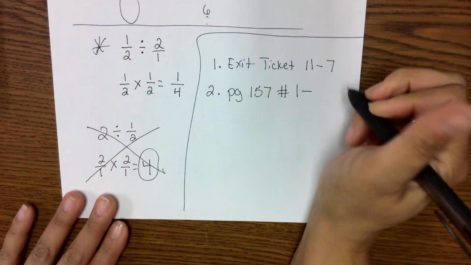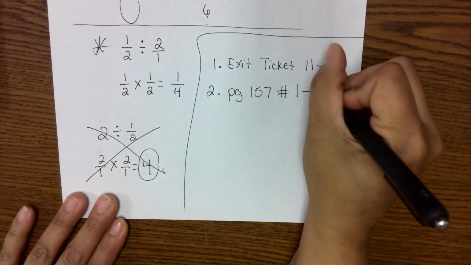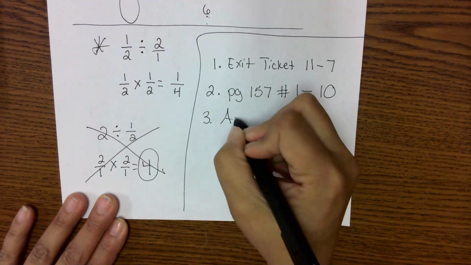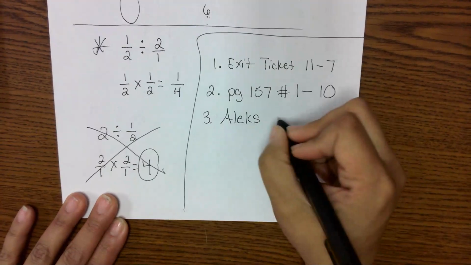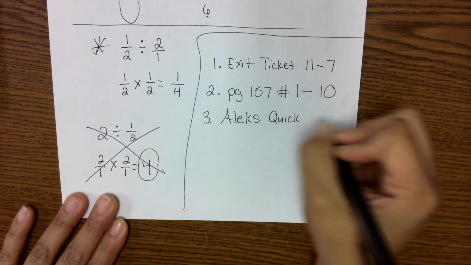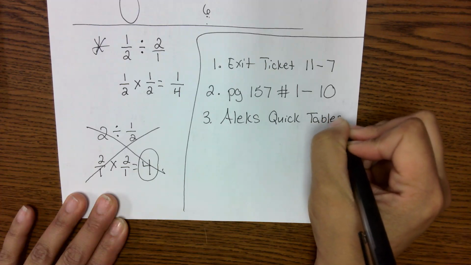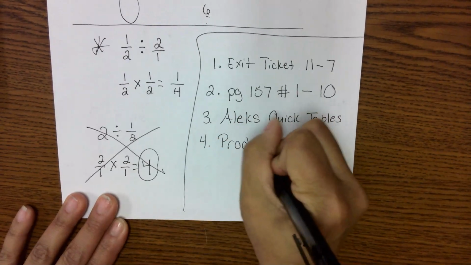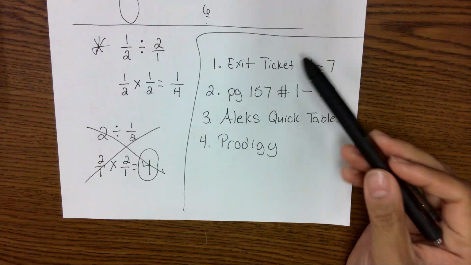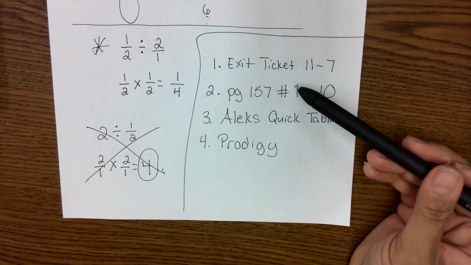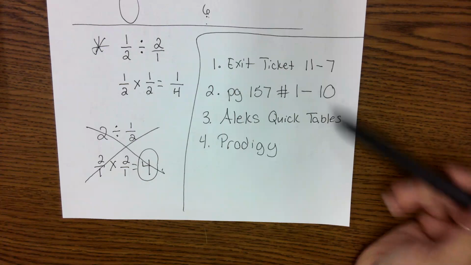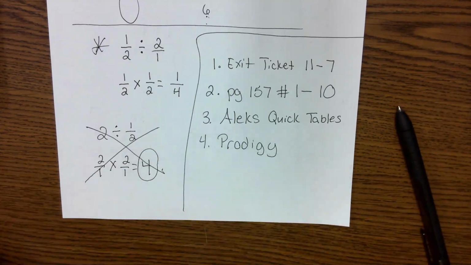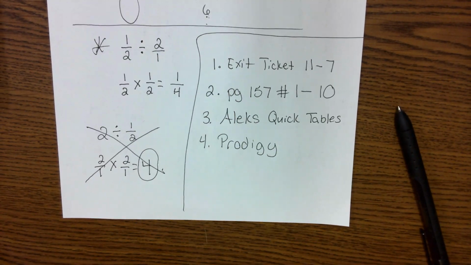You already did 1, so everybody should have 1 right. Okay, so do your exit ticket. Then you're going to do page 157, numbers 1 through 10. And then you'll do Alex quick tables. And then you'll do Prodigy.